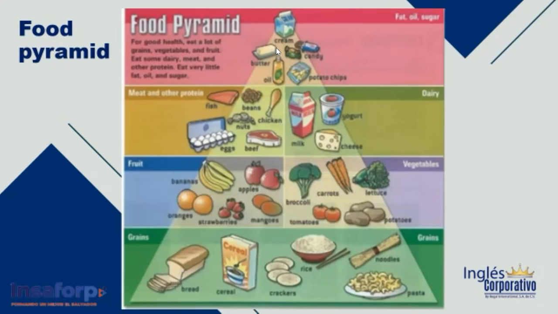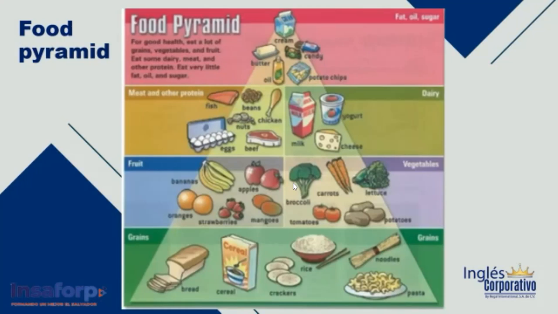Fried eggs. So in the last part of the pyramid, we have cream, candy, potato chips, oil, and butter. So peanut butter. Okay, but delicious. Delicious too. And bread. Butter with bread. Delicious. Okay. So for good health, eat a lot of grains, vegetables, and fruit. Eat some dairy, meat, and other protein. Eat very little fat, oil, and sugar.